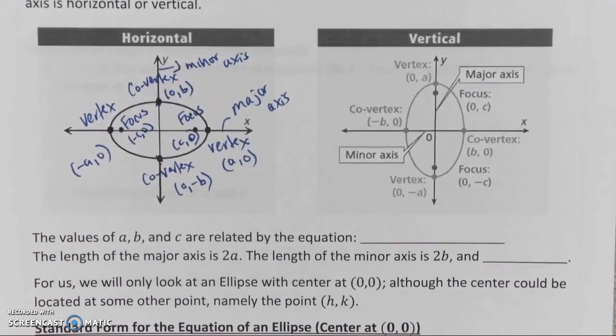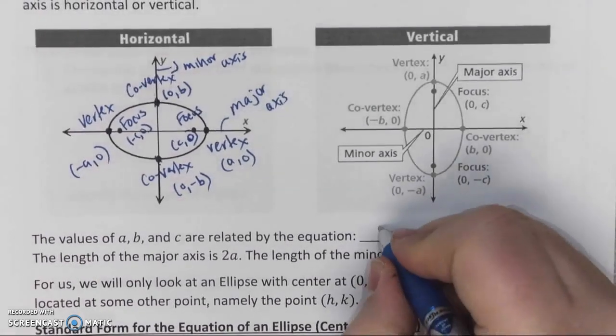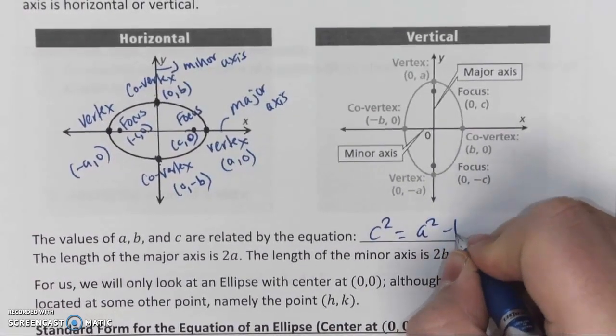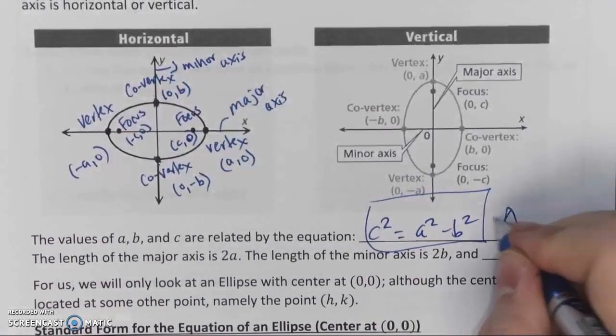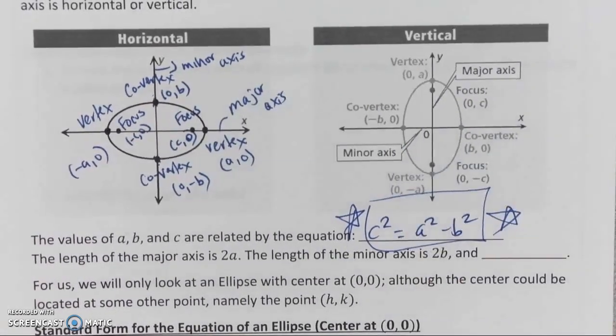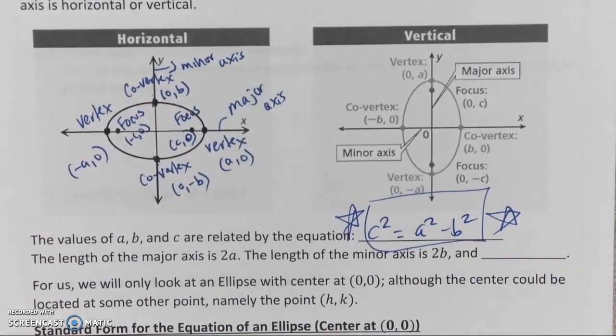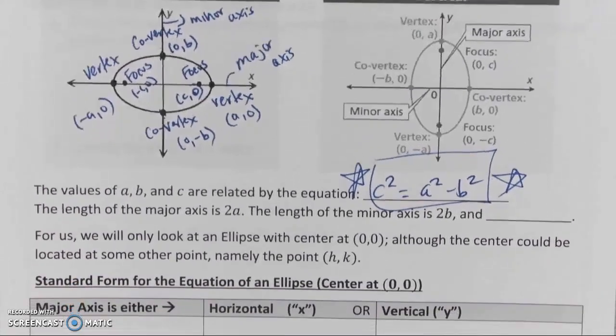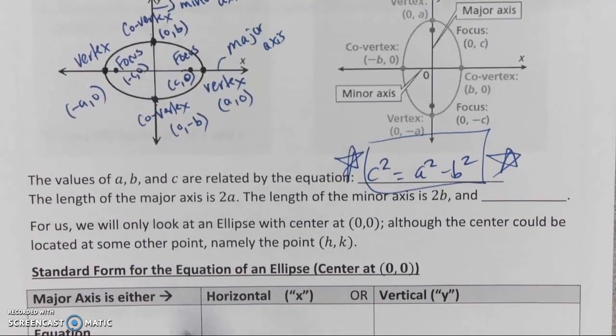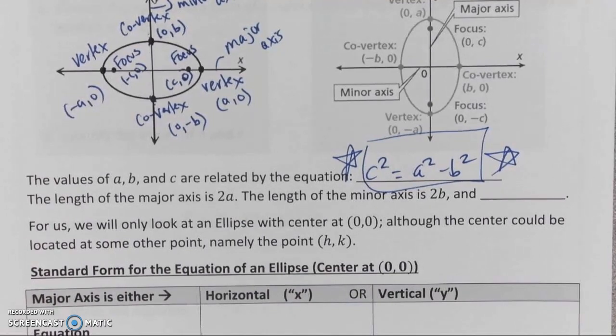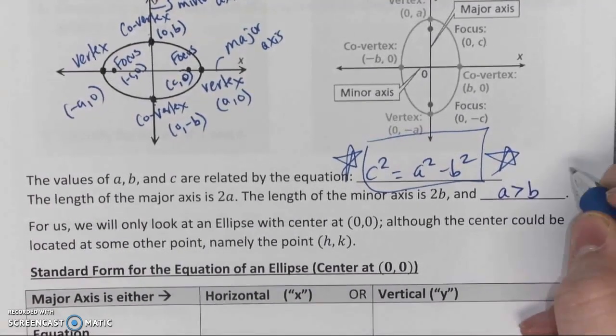The values of a, b, and c are related by the equation c squared equals a squared minus b squared. You want to use this form of the equation. This will help you find a specific value. So if you don't know what c is, you could use this equation to figure it out. So standard form, before we go on, the length of the major axis is 2a. Then the length of the minor axis is 2b, and a needs to be bigger than b.